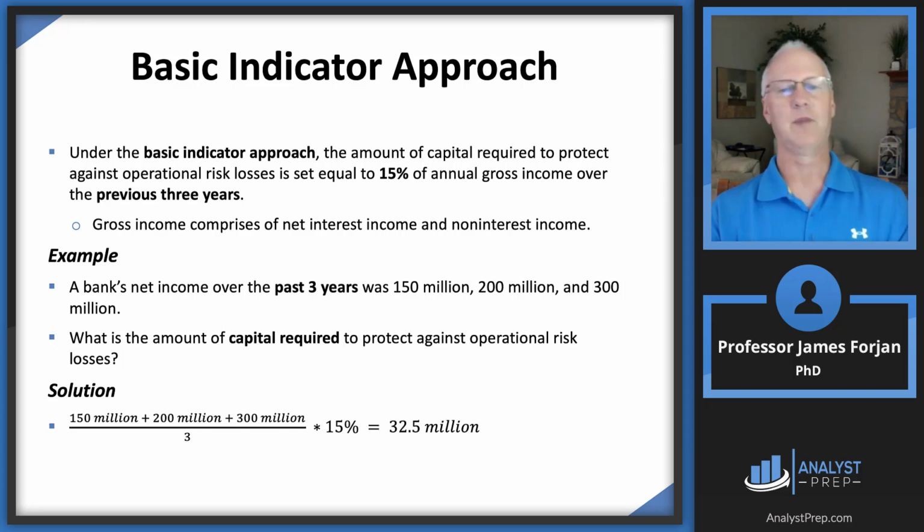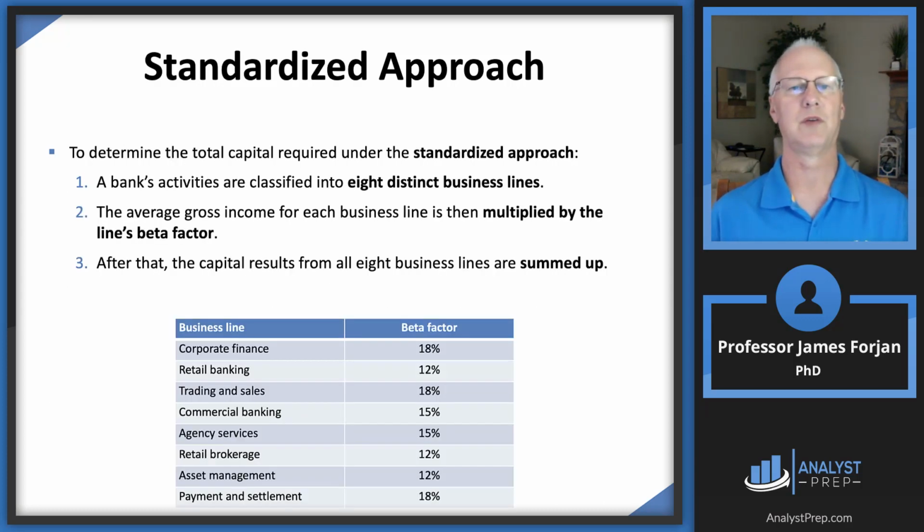And here's a quick example. So if we've had our net income over the past 3 years of 150, 200, and 300, then why don't we just sum those and divide by 3, multiply by that 15%, and we get some estimate for the capital required to protect against operational risk. So basic indicator approach, that's pretty simple stuff.